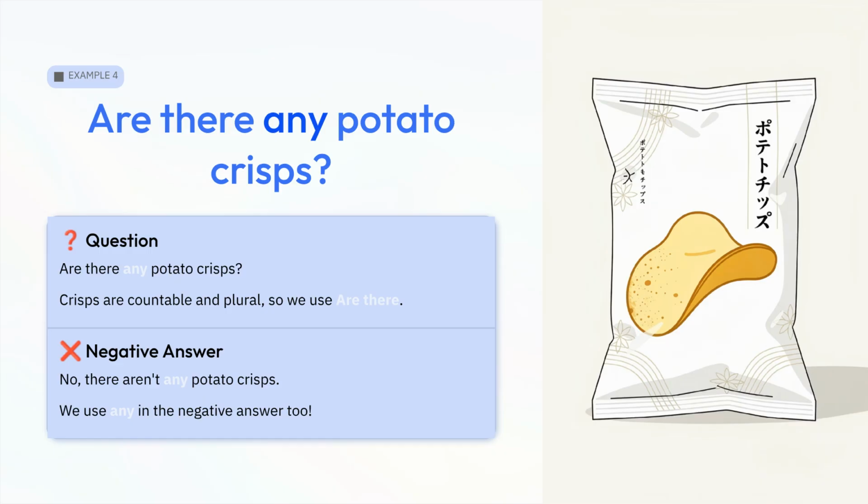Example 4. Are there any potato crisps? Crisps are countable and plural, so we say, are there? Negative answer. No, there aren't any potato crisps. We use any in the negative answer too.